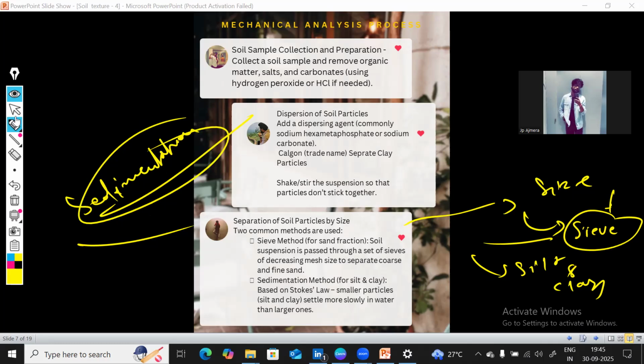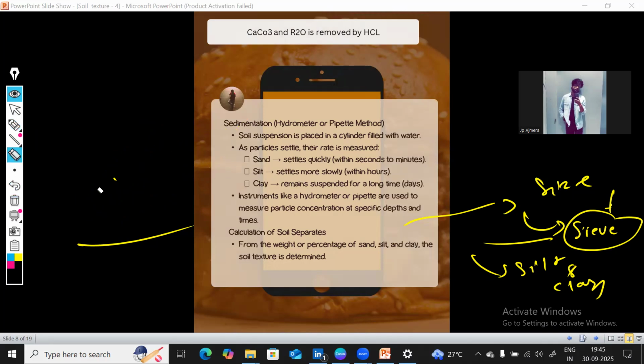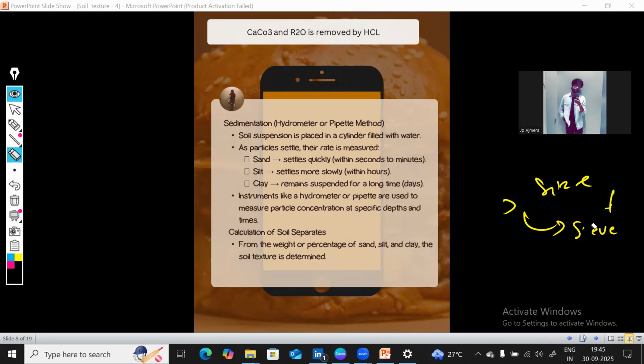Sedimentation. I think we should end the lecture here. Let me just check the next one. Next slide. Okay. We will not end the lecture here. We'll go for this slide as well. What does this slide say? Let me just go through it. Okay, cool.